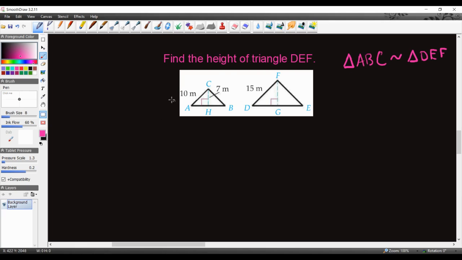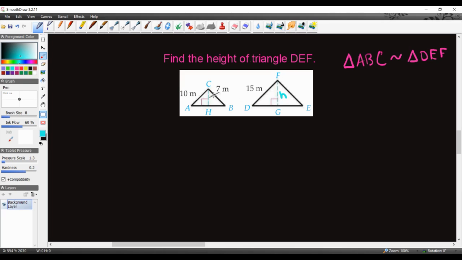If they're similar, that means that corresponding sides have the same ratio as other corresponding sides. So we're going to use that information to find the height. The height in this problem of triangle DEF would be this right here. It would be this piece right here.